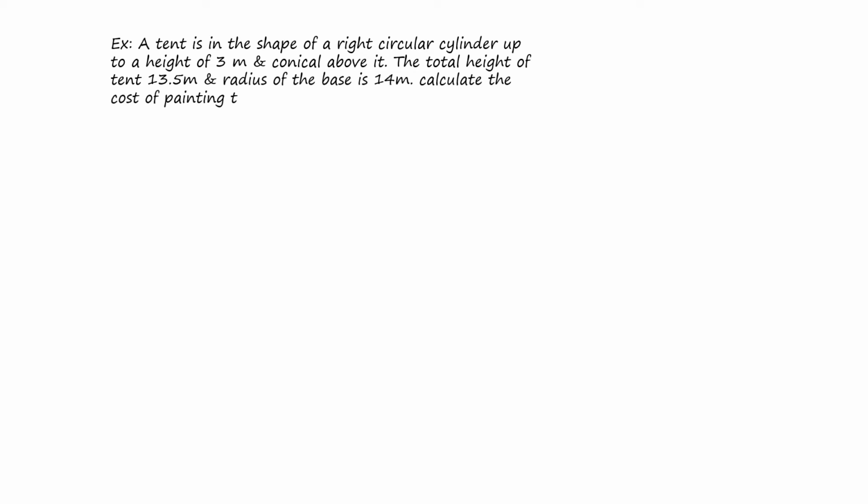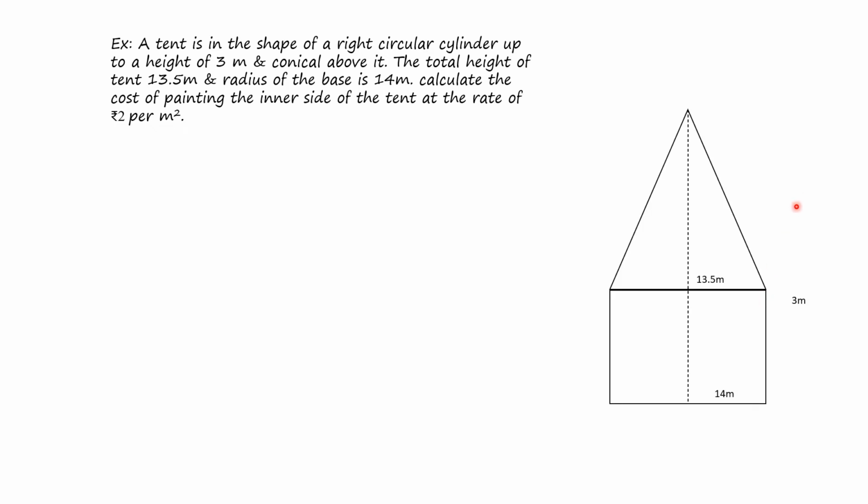A tent is in the shape of a right circular cylinder up to a height of 3 meter and a cone above it. The total height of the tent is 13.5 meter and the radius of the base is 14 meter. Calculate the cost of painting the inner side of the tent at the rate of rupees 2 per meter square. Let's draw the picture first.